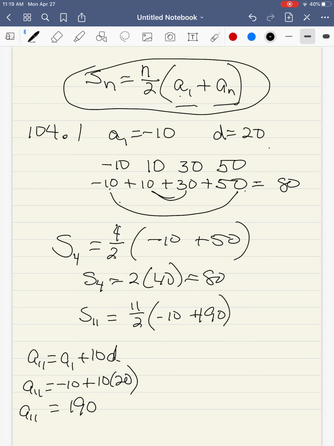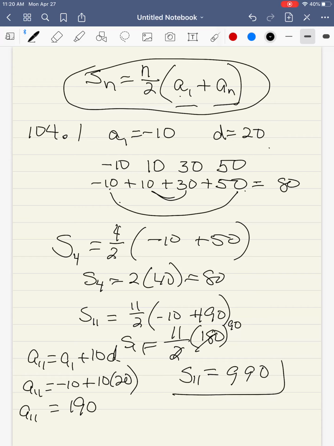All right, so then negative 10 plus 190 is 180. And then 180 times 11 halves, it's easier if you leave it as a fraction because it'll cancel. 2 goes into 180 90 times. So that will be 990. Okay? So that's for arithmetic sequences.